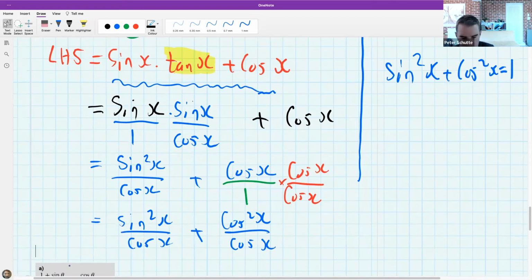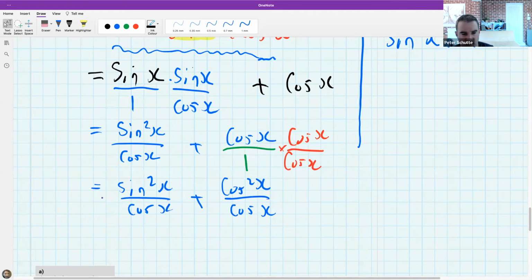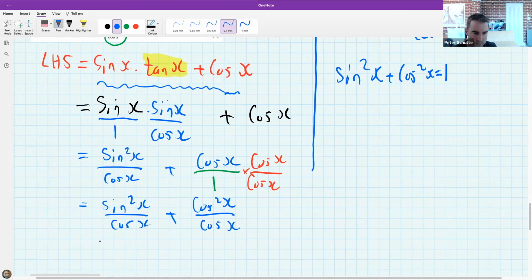Yes, sir. Perfect. Okay, now that you've got your common denominators, what is your next step going to be? My next step would be to put sin squared x plus cos squared x over cos x all together. You are winning at life. Yes. Okay, now I'm going to hand this final bit to someone else. What is the final step I need to bring this question home?